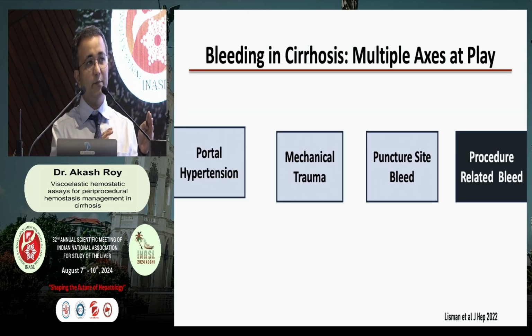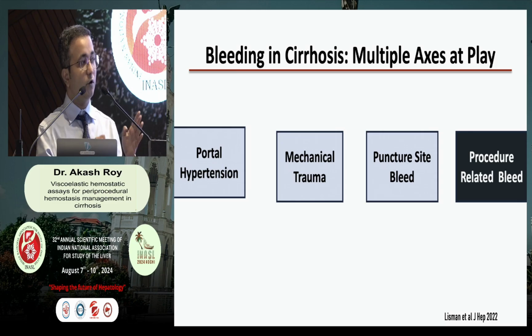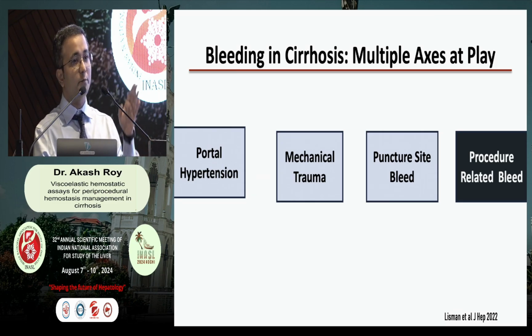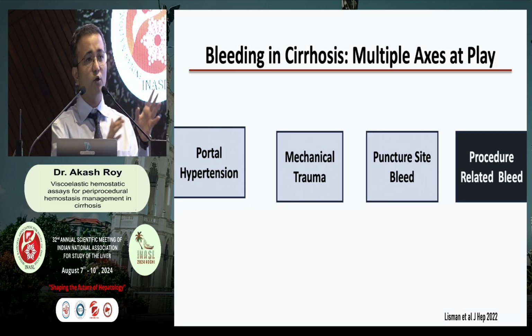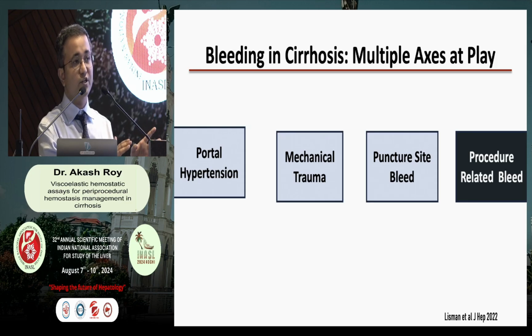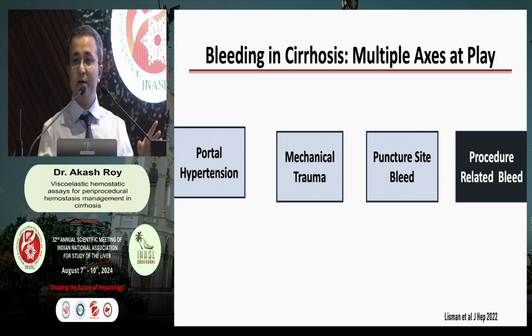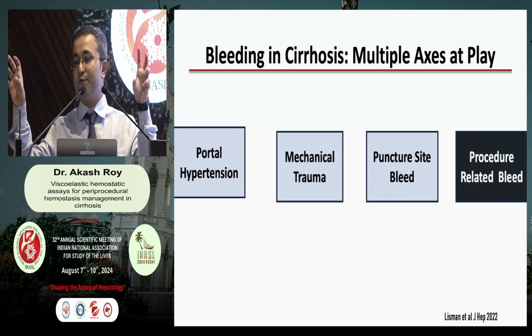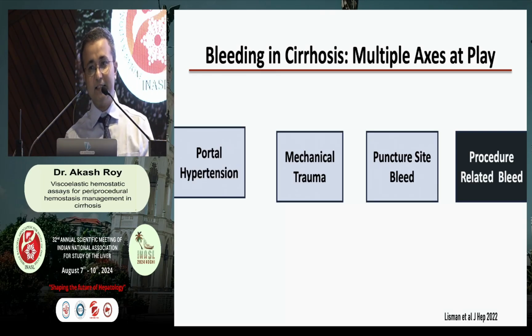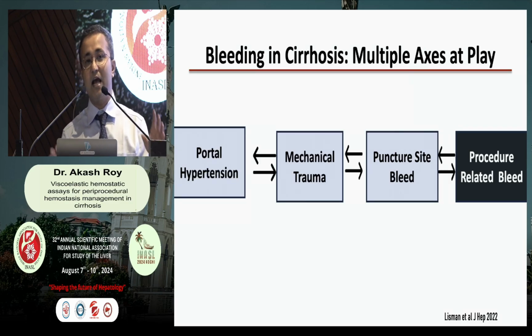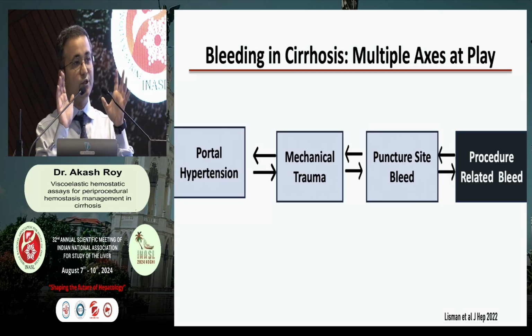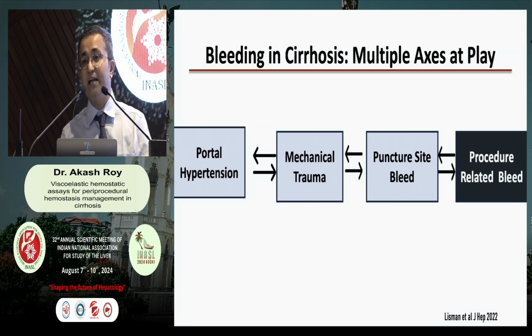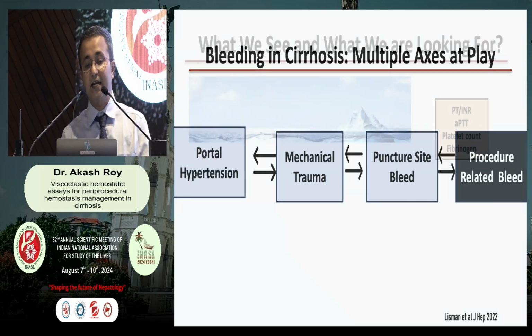So bleeding during procedures in cirrhosis has multiple axes at play. It's got portal hypertension contributing to it, you've got mechanical trauma, you've got puncture site bleed, and the topic of interest today is procedure related bleed. We would have been very happy if these were all discrete individual entities. But again, just like the coagulation cascade, these are not linear and these are all interlinked to each other and predict what the possibilities of bleed for any patient undergoing a procedure can be.